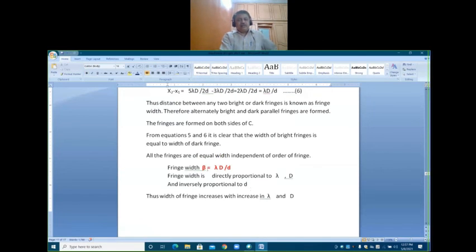So we see that fringe width, that is the separation between two consecutive bright fringes or two consecutive dark fringes, is the same, and it is directly proportional to lambda. If lambda increases, fringe width increases. If D, that is the separation between source and screen, increases, beta increases, and it is inversely proportional to small d, that is the distance between two sources.